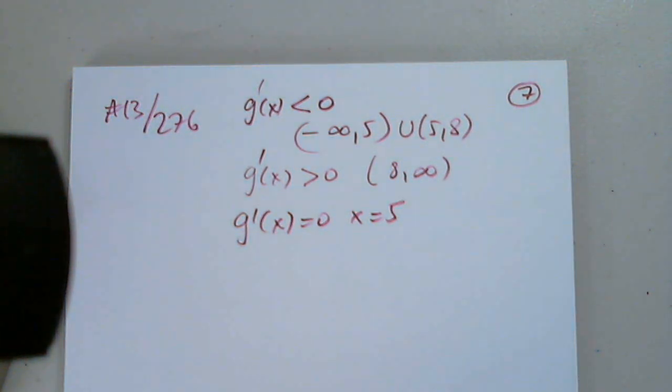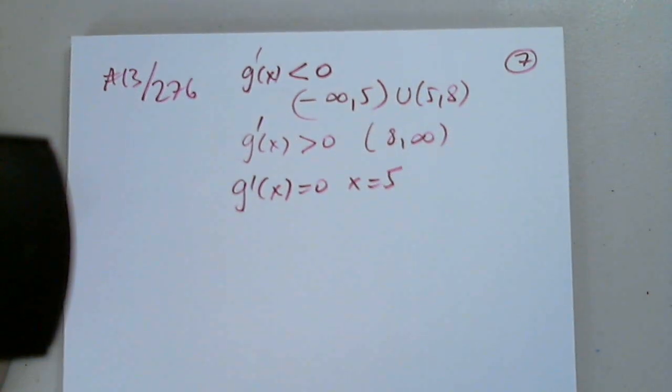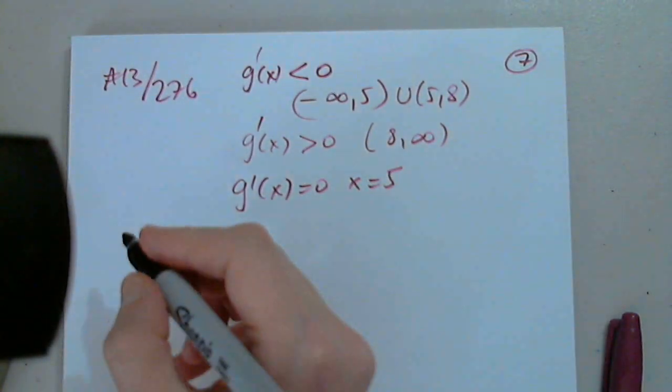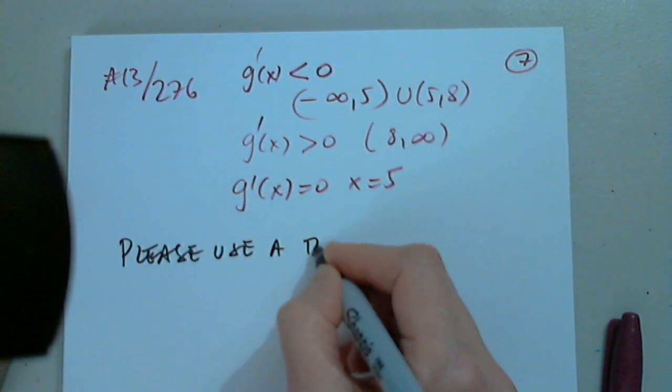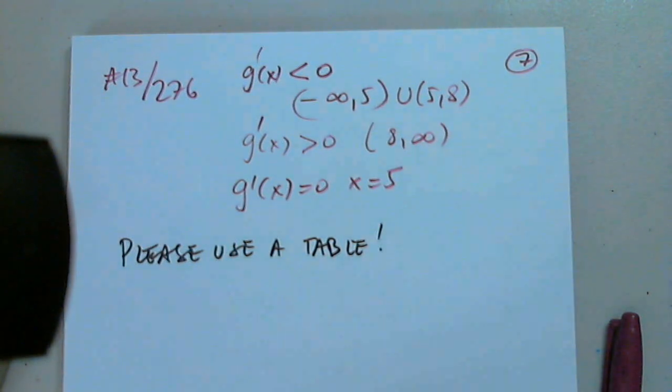Awesome. I'm just going to read it again just to make sure I copied it correctly. g prime is negative over this and this. Yes. It is positive over this. And the derivative is equal to 0 at 5. Awesome. Perfect. So please arrange the information in a table. Please use a table. We're going to use this a lot.